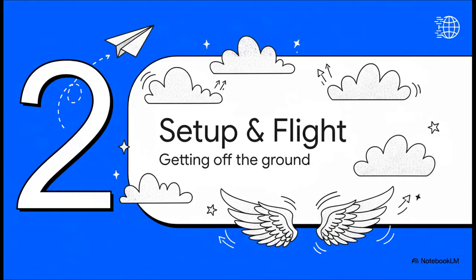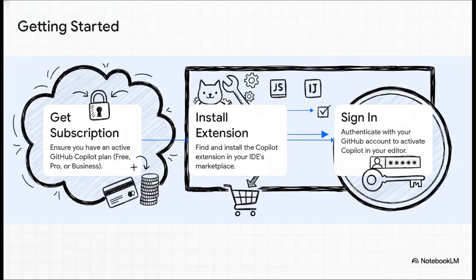The setup process is so simple. Seriously, in just a couple of minutes, you're going to experience that aha moment for yourself. It really is just 3 easy steps. 1, make sure you've got a Copilot subscription tied to your GitHub account. 2, pop open the marketplace in your favorite IDE, VS Code, JetBrains, whatever you use, and grab the GitHub Copilot extension. And 3, just sign in with GitHub. That's it. You're ready to fly.